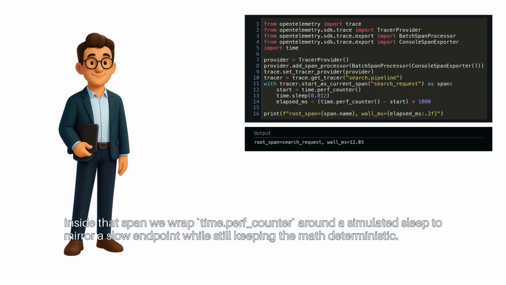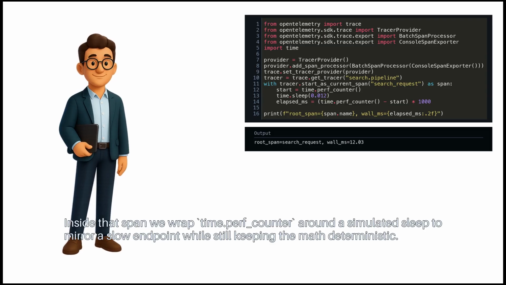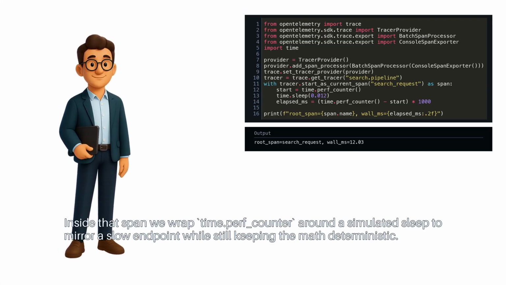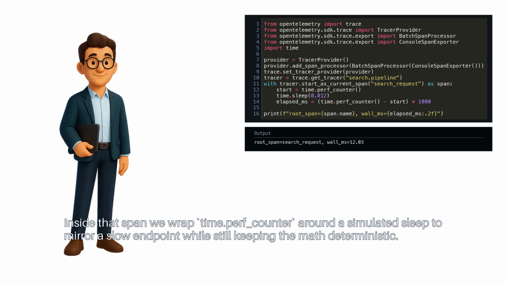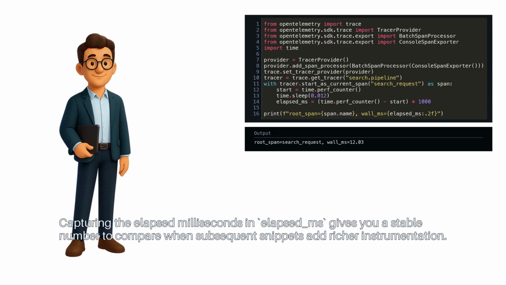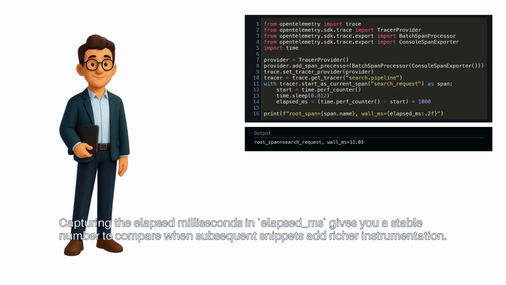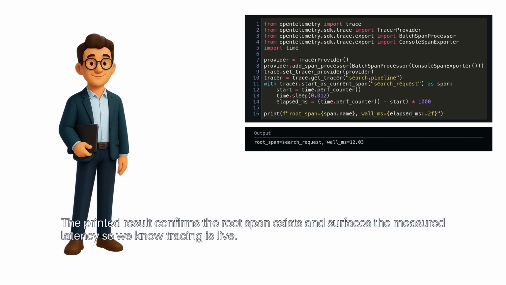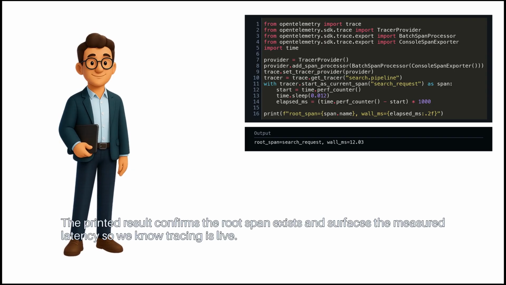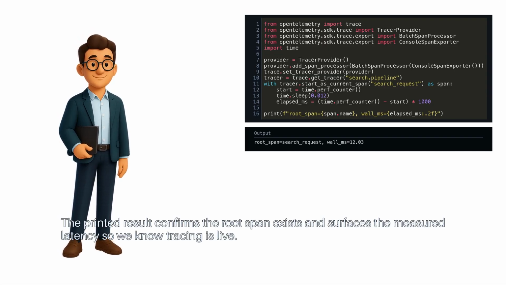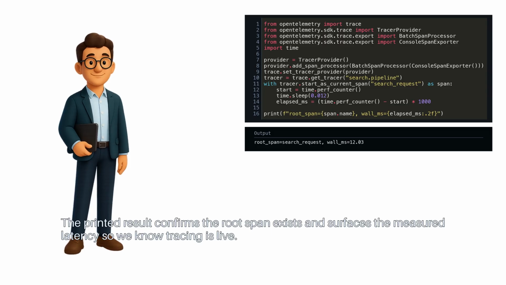Inside that span, we wrap time.perf_counter around a simulated sleep to mirror a slow endpoint, while still keeping the math deterministic. Capturing the elapsed milliseconds in elapsed_ms gives you a stable number to compare when subsequent snippets add richer instrumentation. The printed result confirms the root span exists and surfaces the measured latency so we know tracing is live.